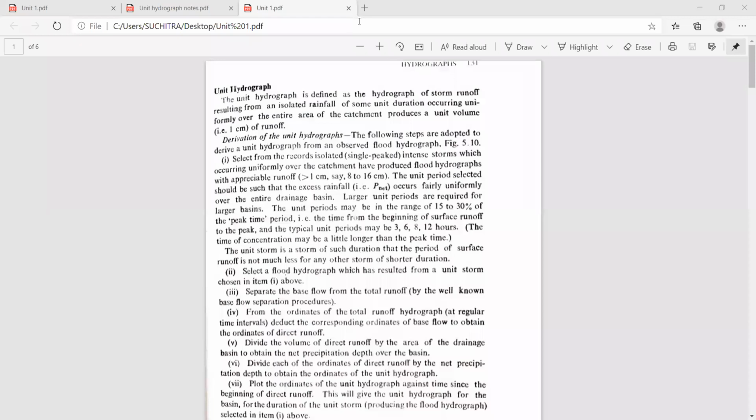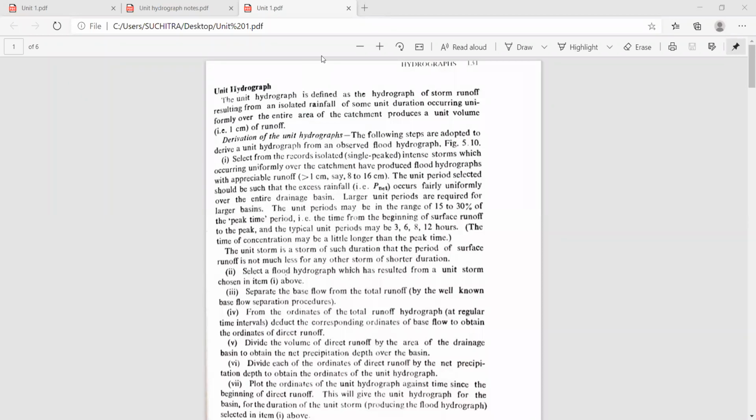Now, in the last class, we discussed how to derive a unit hydrograph from the observed flood hydrograph. So now we know what a hydrograph is. A hydrograph is basically a plot of discharge versus time, and from the given flood hydrograph, you can derive a unit hydrograph.